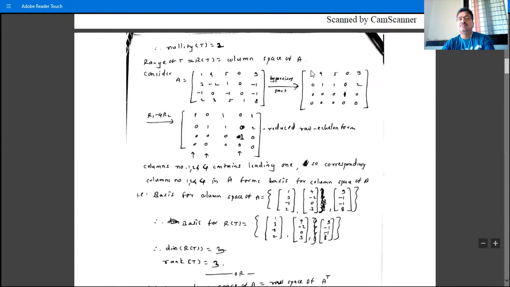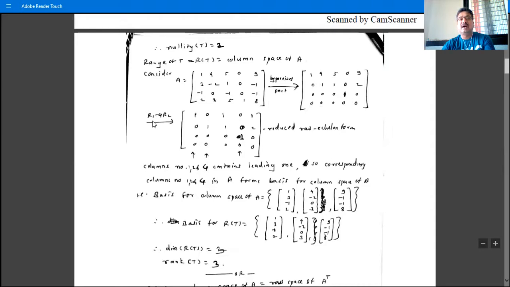So if you observe, there are three columns, the first column, second column, and fourth column, that contain leading ones. In the first column, the remaining elements are zero, except the one. In the fourth column also, this is a leading one, and the remaining elements are zero. But in the second column, this is one, but the remaining elements are not equal to zero. So we have to reduce this four to zero.